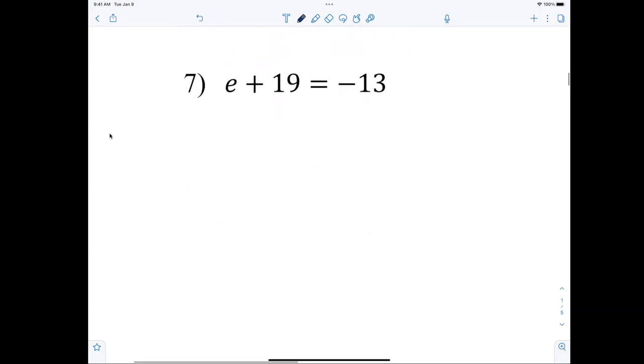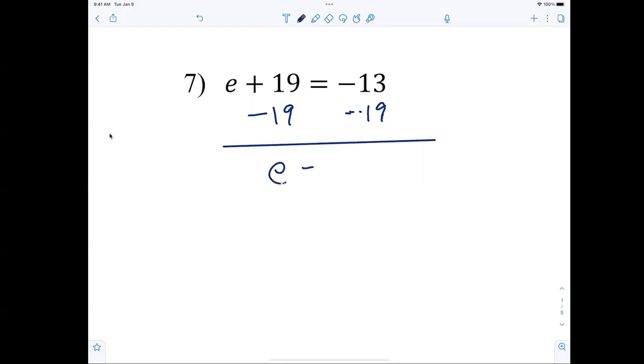E plus 19 equals -13. So Peter, what do I do? -19. E equals -32. Thank you very much.